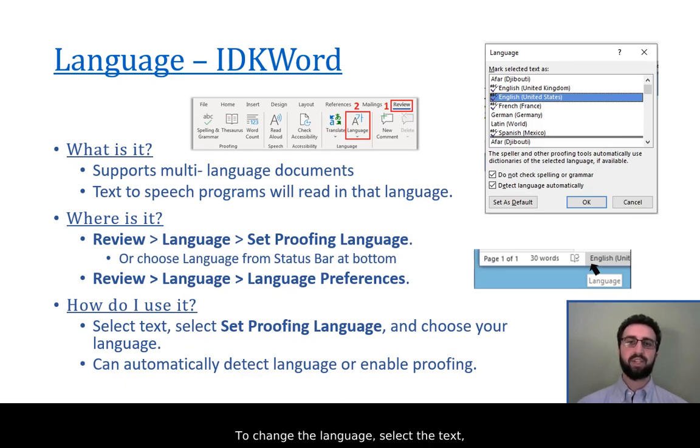To change the language, select the text, select Set Proofing Language, and then choose your language. You can also set whether you want Word to automatically detect the language in your document or disable proofing for the language.